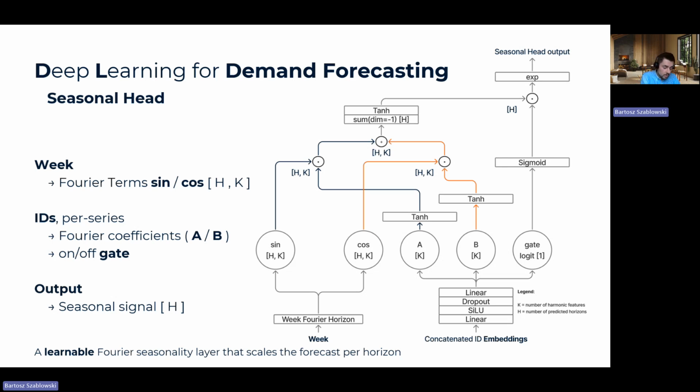Exactly: coefficients or parameters A and B, which determine how strongly each sine and cosine should be used, and a gate, which decides whether the seasonality for the series should be strong, weak, or almost null. So the idea here is that the seasonal basis is shared because it comes directly from the week of the year we are in, but the way it is used is specific to the given store and given product. It creates this seasonal factor, which then adjusts our forecast.